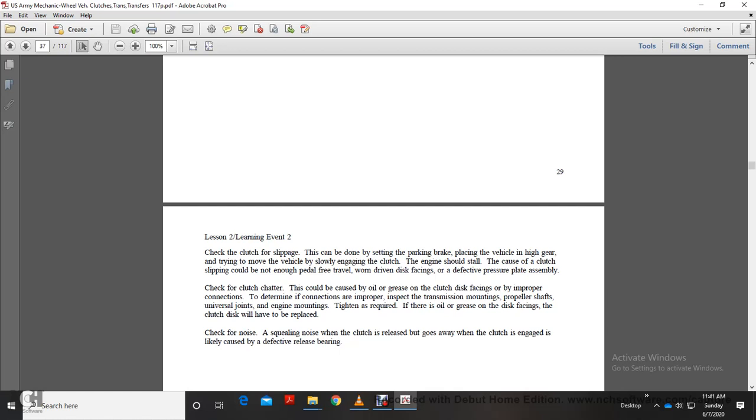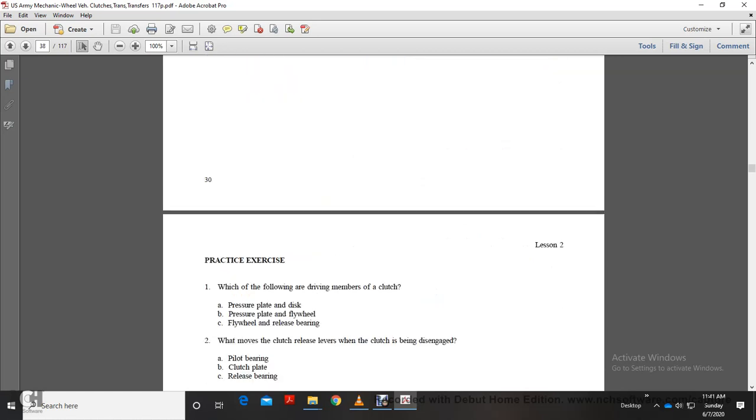Check for clutch chatter. This could be caused by oil or grease on the clutch disc facing or by improper connections. Determine improper connections by inspecting the transmission mounting, propeller shafts, universal joints, and engine mountings. Tightening is required. If there is oil or grease on the clutch disc facing, the clutch disc will have to be replaced. Check for noise. A squealing noise when the clutch is released that goes away when the clutch is engaged is likely caused by a defective release bearing.